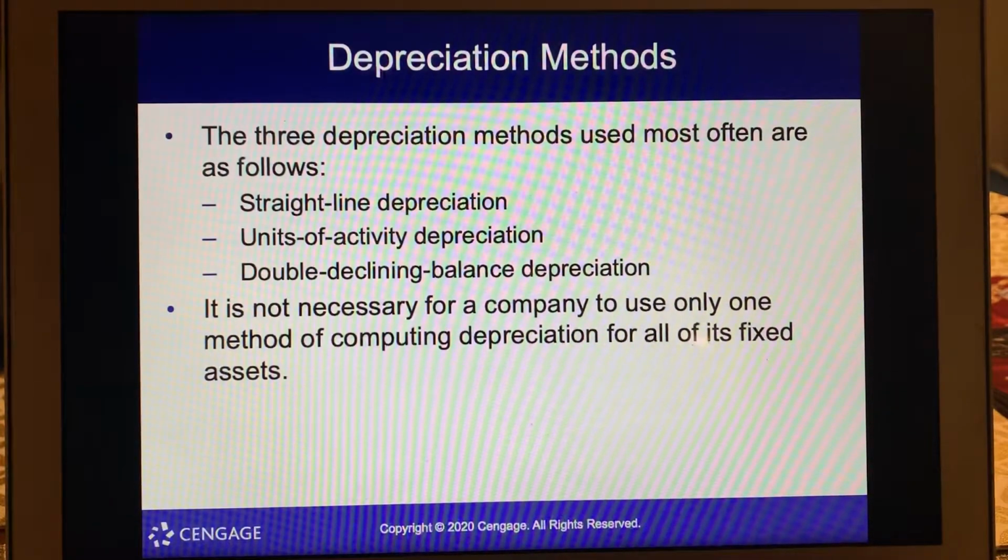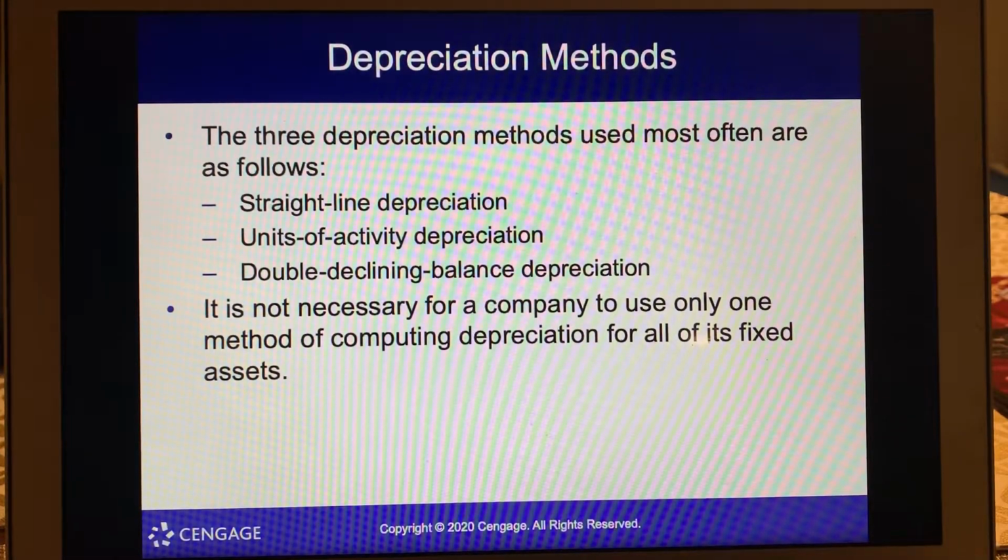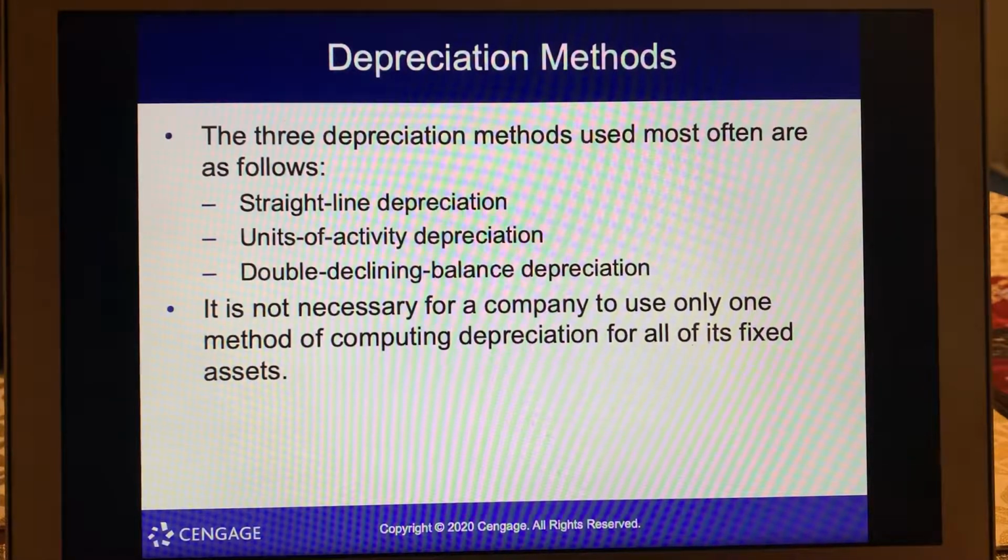The three depreciation methods used most often are as follows: straight line, units of activity, and double declining balance. There's also MACRS, but we don't get into that, I don't think, in this chapter. Usually that's in advanced accounting or intermediate accounting. Whenever you do taxes, they do ask if you want to use straight line, double declining, or MACRS, but you'll probably learn that later. It is not necessary for a company to use only one method of computing depreciation for all its fixed assets.